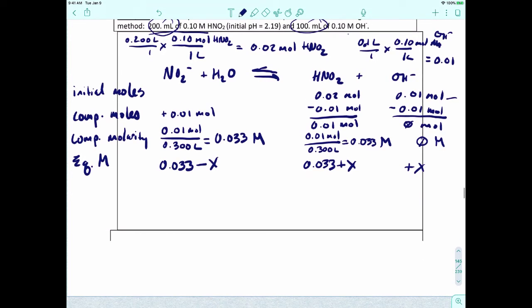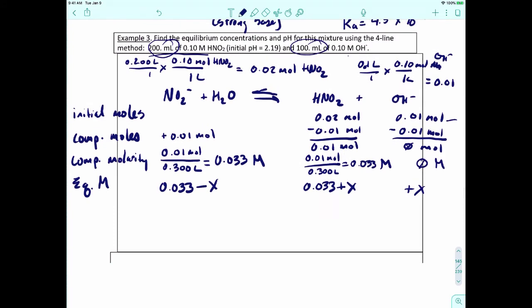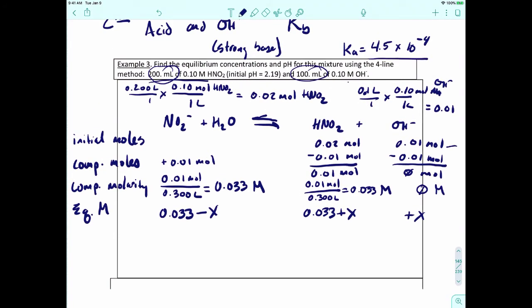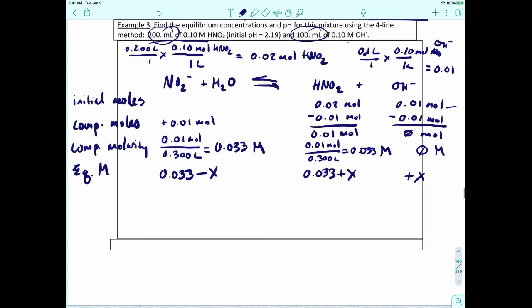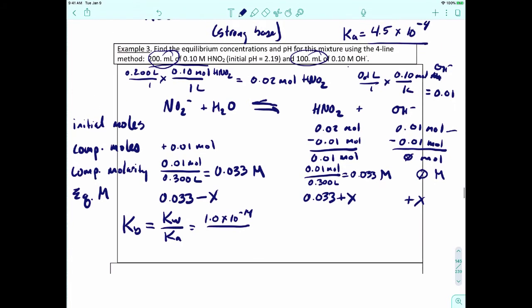All right. Now, keep in mind you've got a Ka expression and a Ka number. On the right-hand side, you don't have H3O plus, you have OH minus, so we've got to use a Kb. So we need to find that Kb value. Kb is going to be equal to Kw over Ka, or 1.0 times 10 to the minus 14th, divided by the Ka value, 4.5 times 10 to the minus 4th. And that should give us 2.22 times 10 to the minus 11.